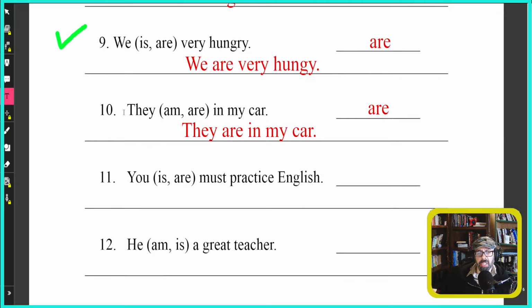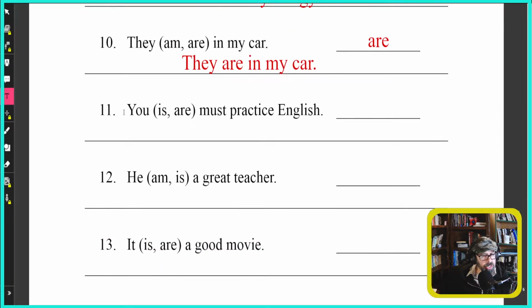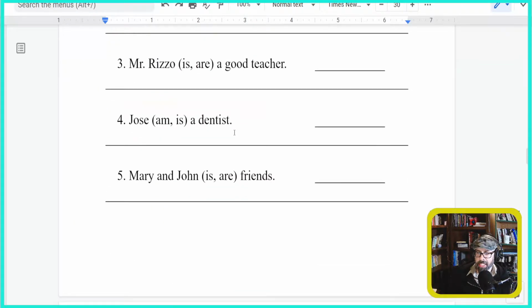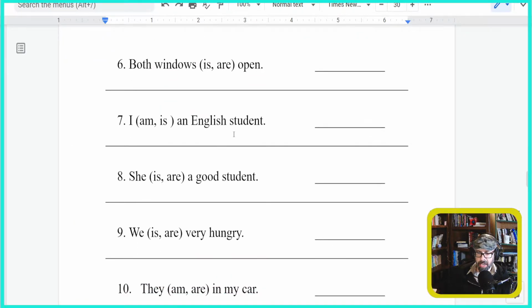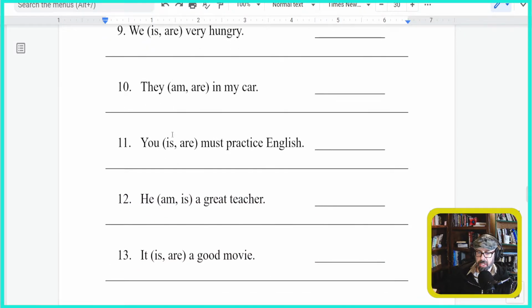Number 11. You is or you are. It's not written correctly. Hang on. Let me change that. That's not written correctly. Let me fix that. That is 11.